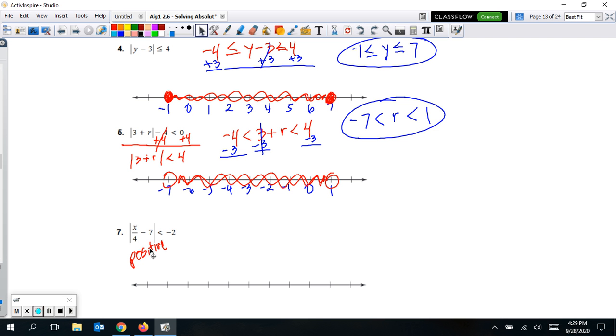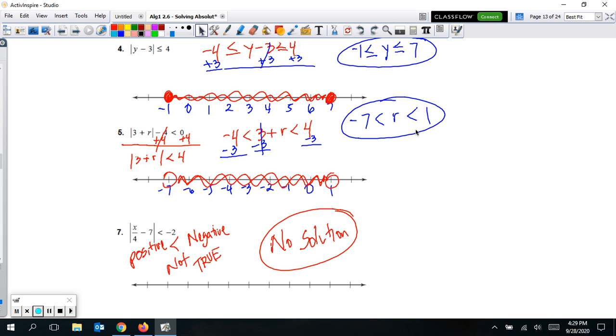And if we say, okay, if this is positive and that's supposed to be a less than symbol and this is a negative number, think about that. Is that a true statement? Positives are less than negatives. And you know that's not true. It's never true. So because that's not true, there's no solution to this. There's no way to get a solution because positives are never less than a negative.